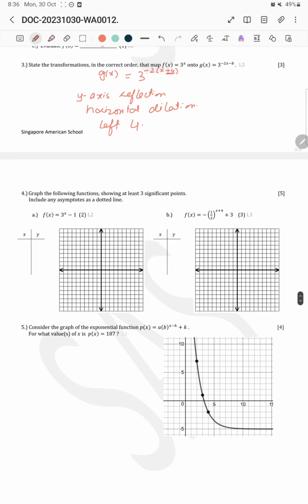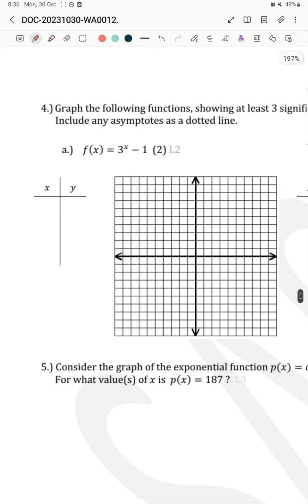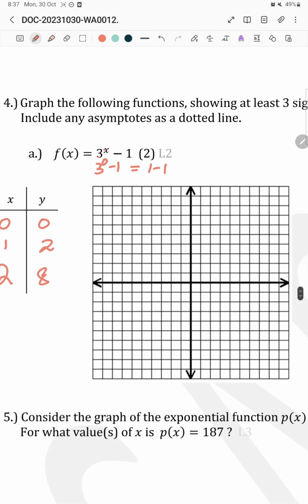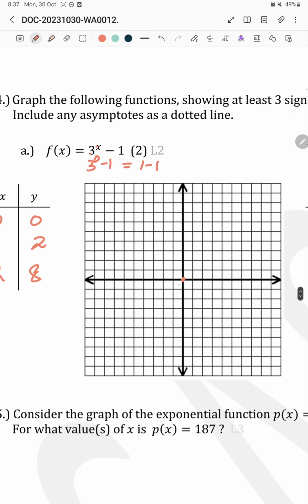Graph the following functions using at least 3 significant points. So this is the easiest one, putting x equal to 0, 1 and 2. X is 0, so 3 to the power 0 minus 1, that is 1 minus 1, which is 0. 3 to the power 1, 3 minus 1, it is 2, and then 8. So x is 0 and y is 0, x is 1 and y is 2.